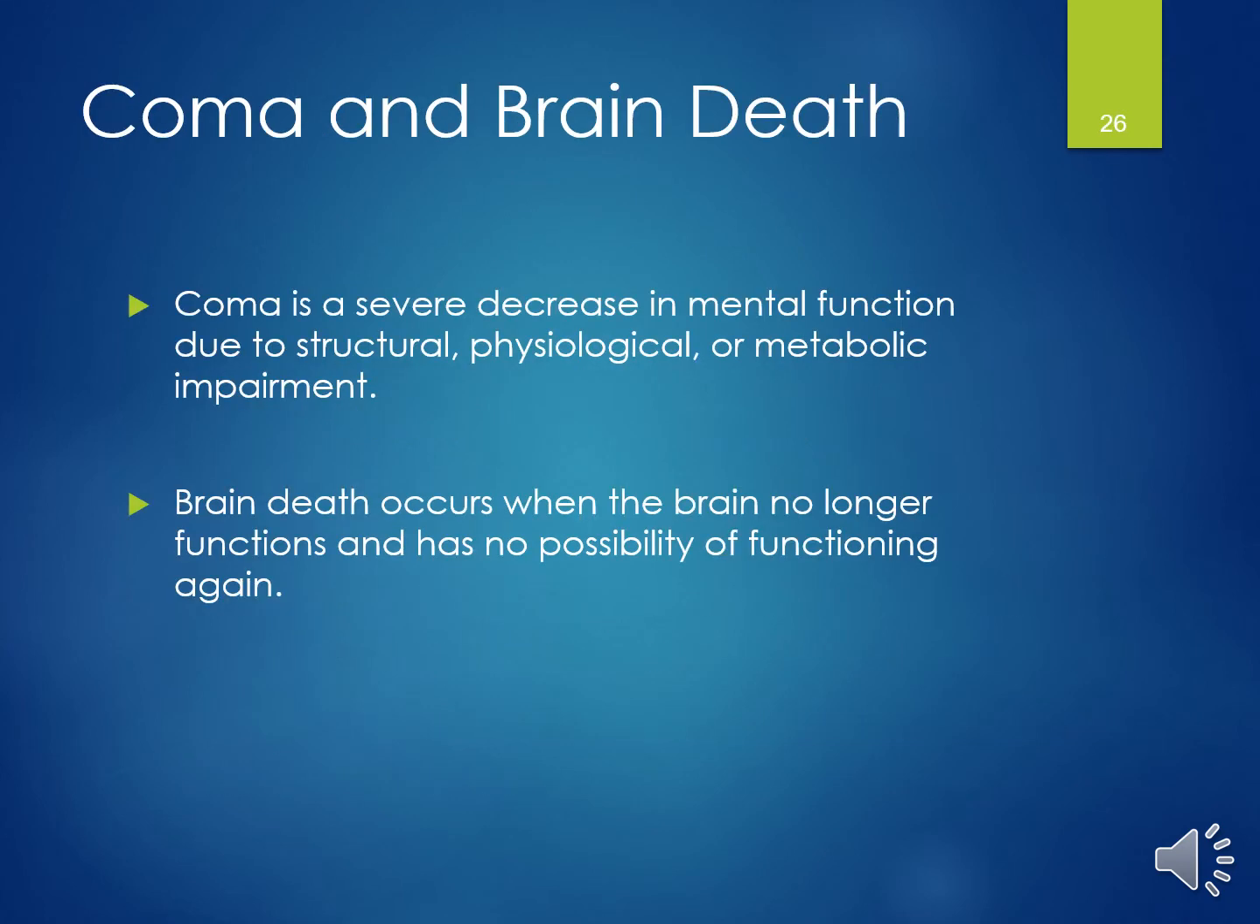Coma and brain death. Coma is a severe decrease in mental function due to structural, physiological, or metabolic impairment. Brain death occurs when the brain no longer functions and has no possibility of functioning again. A coma generally has to do with the reticular formation, which is our brain's system for level of arousal, basically. When the system is completely shut off, that's when you are in a coma. Your brain is not aroused, and we don't have communication amongst these multiple areas within the brain.